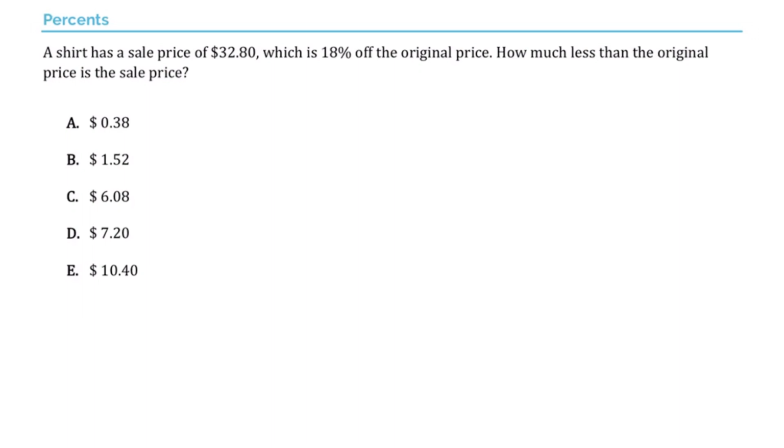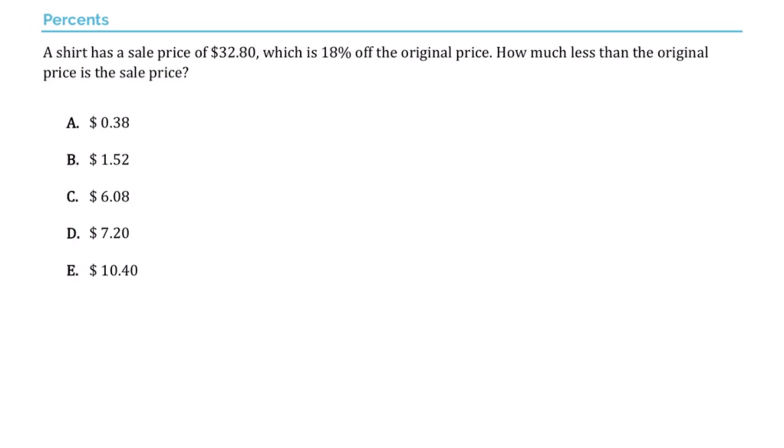All right, so for our last percent question, this one is hard. And so again, we're going to see that we're doing the same steps, but something about the numbers or something about what the question asks us is going to be a little bit trickier. So this one tells us that a shirt has a sale price of $32.80, which is 18% off the original.